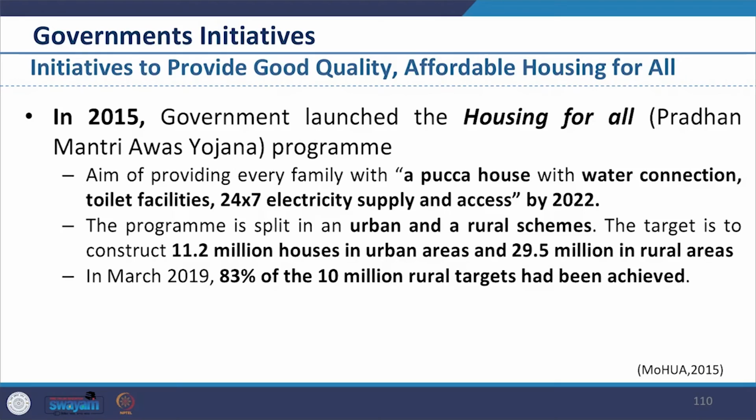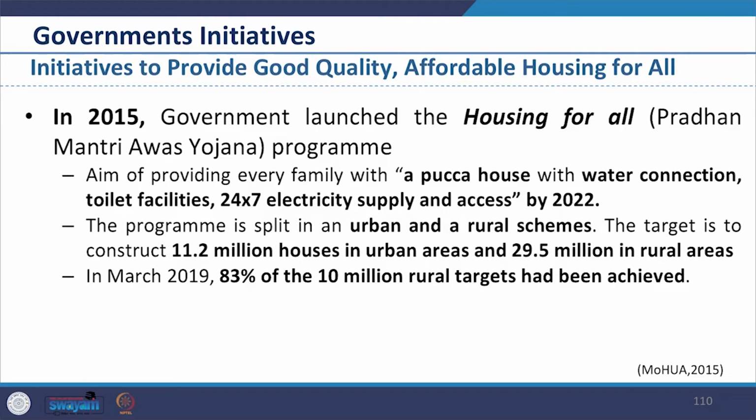local level. In 2015, we see that the Indian government launched the Housing for All, Pradhan Mantri Awas Yojana program with the aim of providing every family with a pakka house, a solid house, with water connection, toilet facilities, and 24/7 electricity supply and access by 2020. The program is split in an urban and a rural scheme. The target is to construct 11 million houses in urban areas and over 29 million in rural areas.